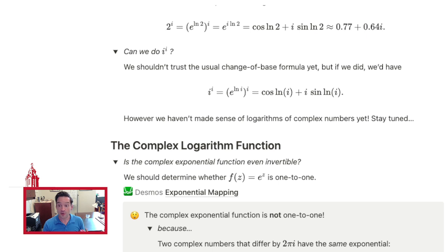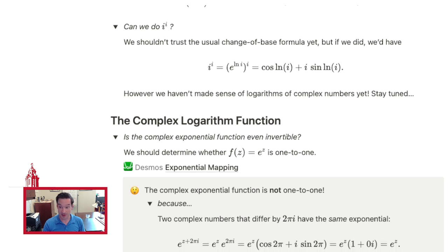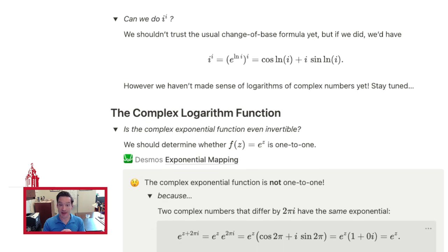We can check that two such complex numbers are going to have the same exponential. They're going to land on the same image point after we process them through the exponential function. That's because e to the 2 pi i is cosine of 2 pi plus i times the sine of 2 pi, but the cosine of 2 pi is 1 and the sine of 2 pi is 0. So e to the 2 pi i is just equal to 1. So e to the z plus 2 pi i is indistinguishable from e to the z times 1, in other words, e to the z. So for any complex number z, both z and z plus 2 pi i are going to have the same image under the exponential function.